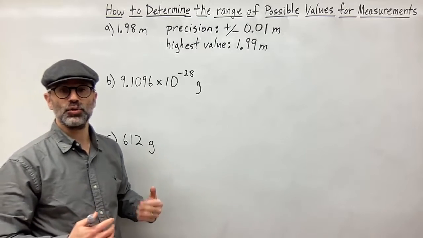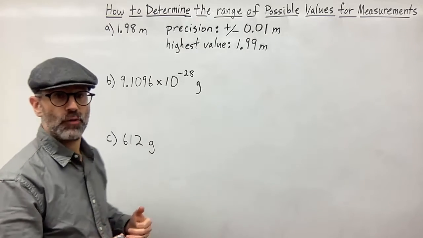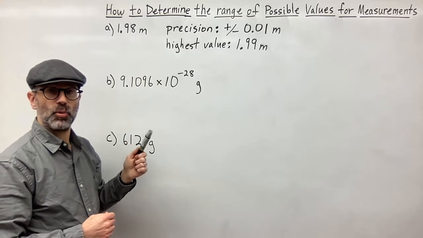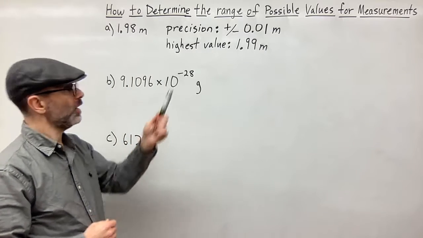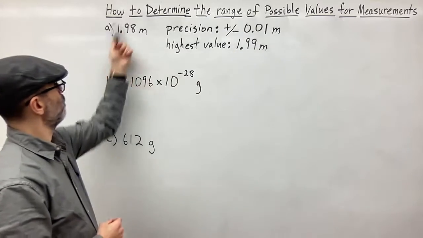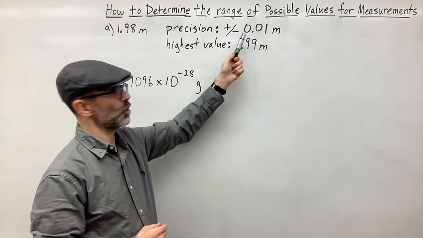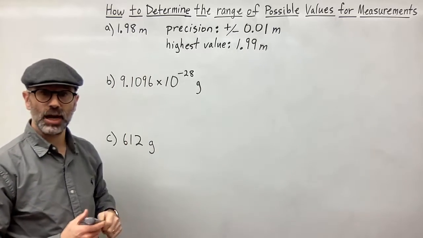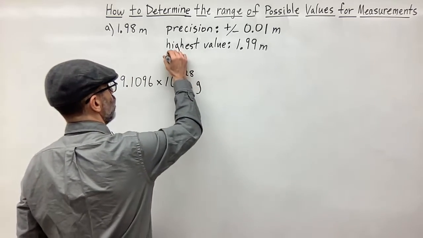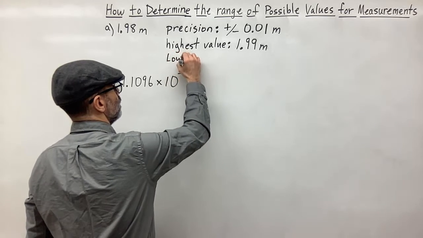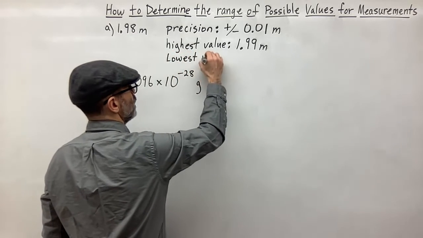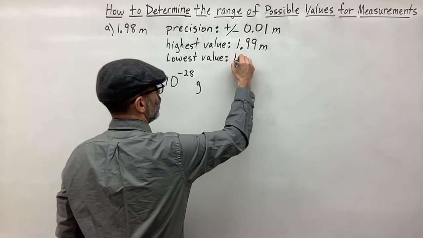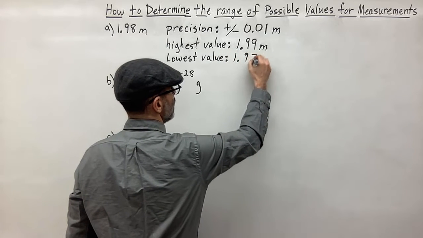The lowest value is when I subtract 1. Or another way to put it is, from the measurement I'm subtracting 0.01, which means that the 8 drops down to a 7. So then the lowest value in the range is going to be 1.97 meters.